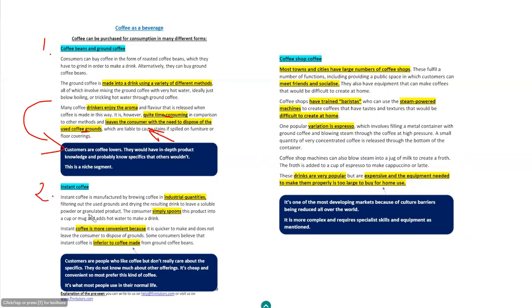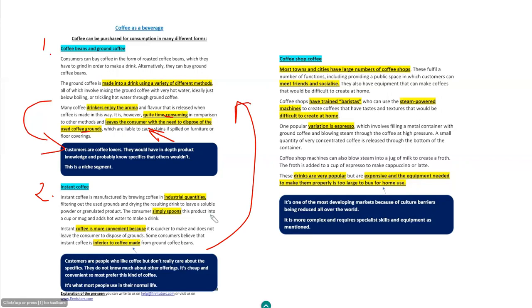The second one we talk about is instant coffee. Now, instant coffee is manufactured by brewing coffee in industrial quantities, filtering out the used grounds and drying the resulting drink to leave a soluble powder or granulated product. The consumer only has to spoon it into a cup or a mug, add hot water, and your coffee is ready. Instant coffee is obviously more convenient, but the flavor is not the same.